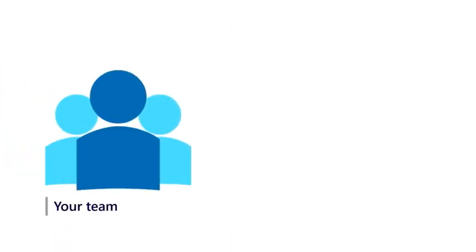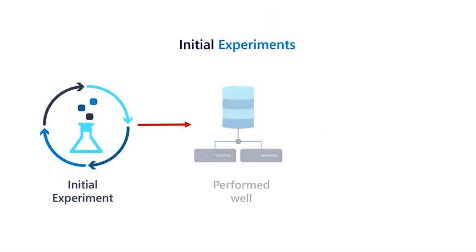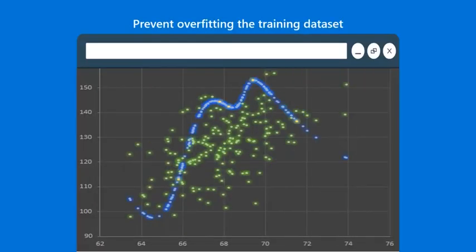Imagine that you work as a data scientist for a bike share company. Your team has started experimenting with machine learning algorithms to predict seasonal bike rental demand. The initial experiments are showing that the model performs well on the training dataset. However, the performance degrades as you test the model on new unseen data. Your next task is to fine-tune the model so that it generalizes and prevents overfitting the training dataset.